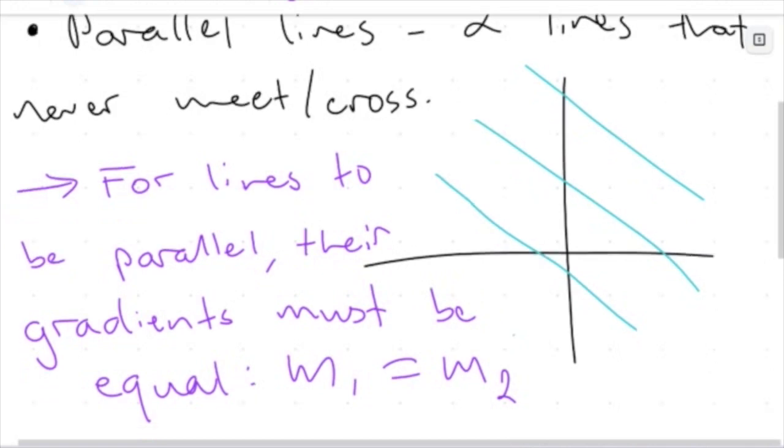Now, let's take a look at what we mean by perpendicular lines. So I have here perpendicular lines.